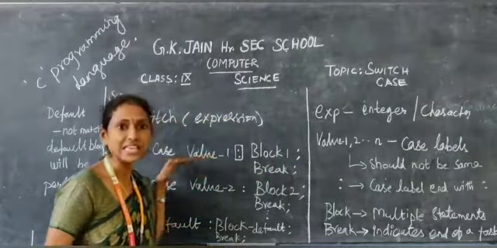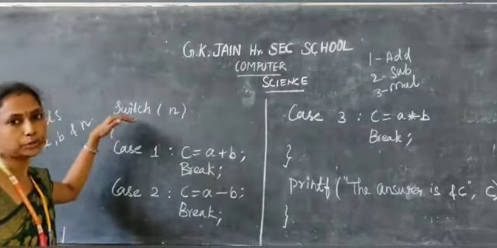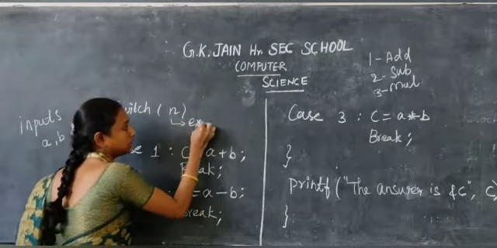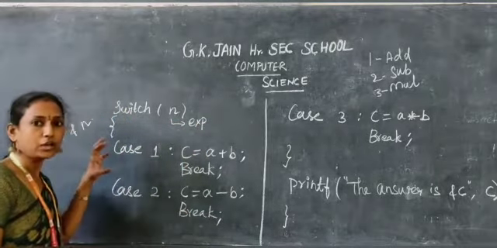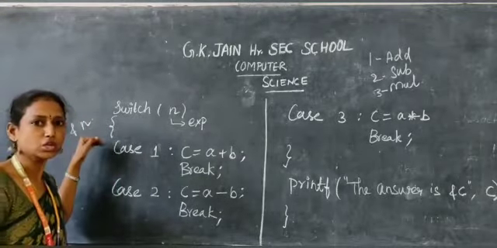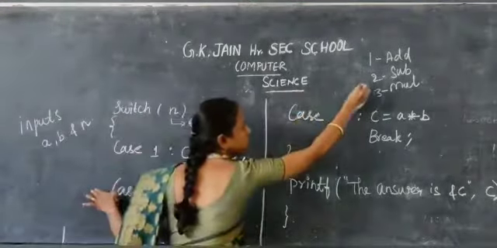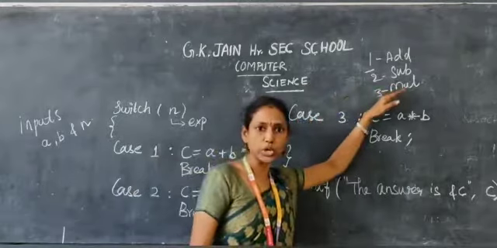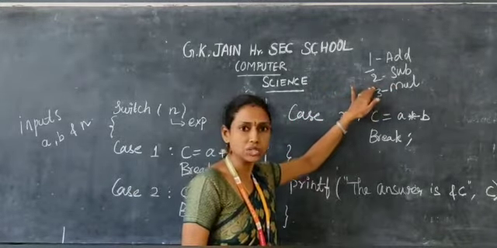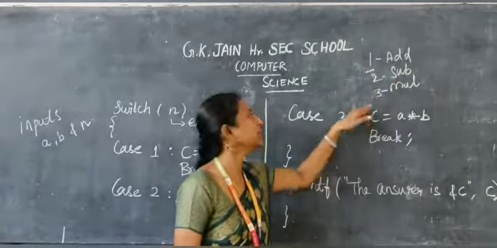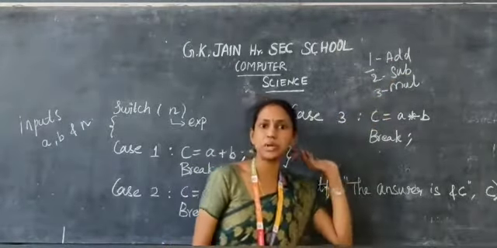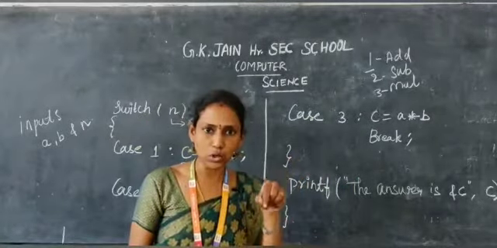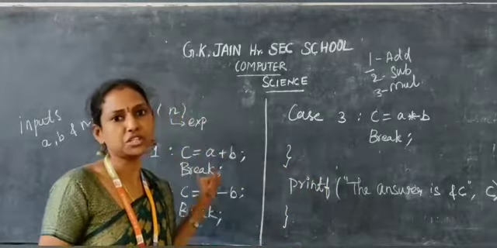Okay, now we will see it with an example. This is the example program for the switch case statement. Switch, this is known as the expression. Here the value n will be given by the user. So 1, 2, 3 based on the value. If the user enters 1, the addition is going to be performed. If the user enters 2, the subtraction is going to be performed. If the user enters 3, the multiplication is going to be performed. Based on the number that is given by the user, we are going to perform a specific action.